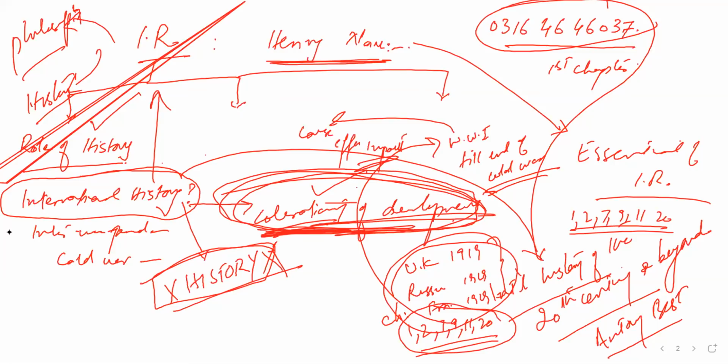Second thing, I'm sorry, it's getting very worse as far as the whiteboard is concerned. So first thing is role of history. Now, second thing, how to prepare theory. How to prepare IR theory. We're coming towards the next page.